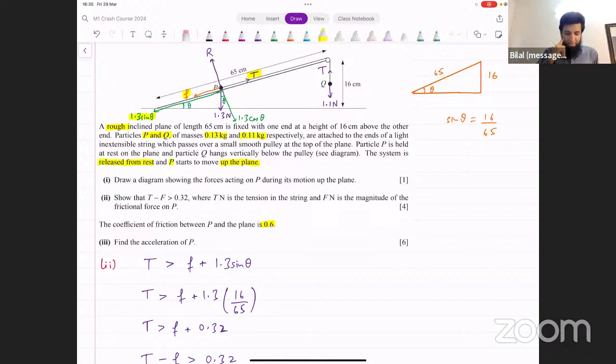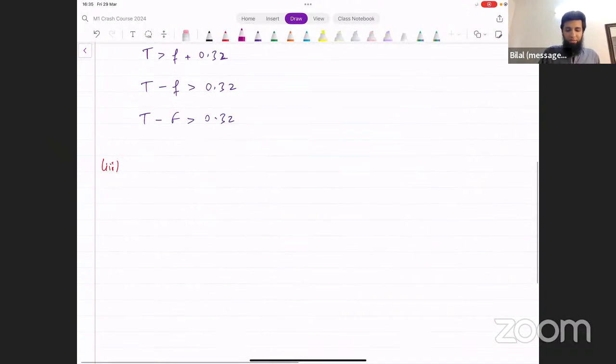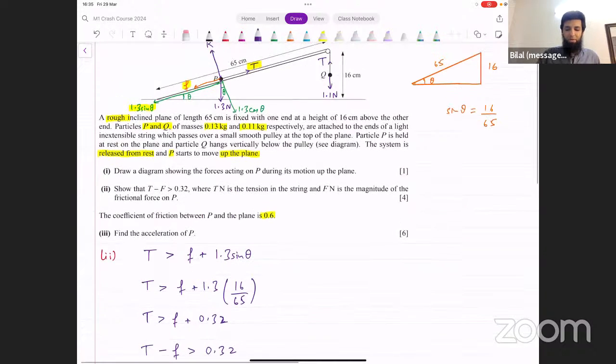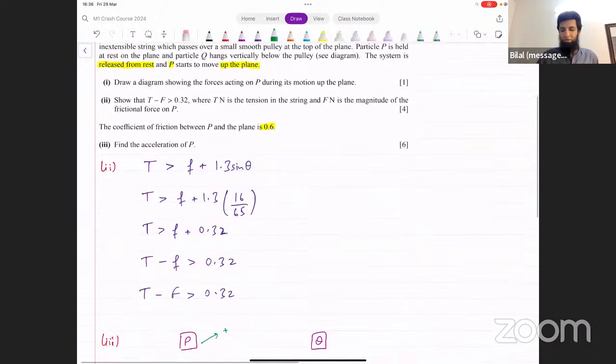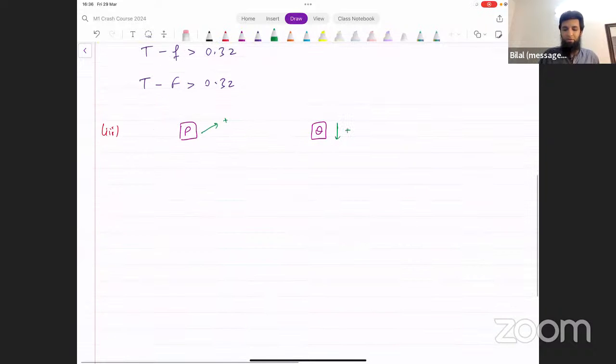Okay, so what we can do is apply Newton's second law of motion to both of those objects one by one. So we have two objects, one is P and the other is Q. This is P and this is Q. P is moving up the plane, so we take that direction as positive for P. Q is moving vertically downwards, so we take downwards as positive for Q.